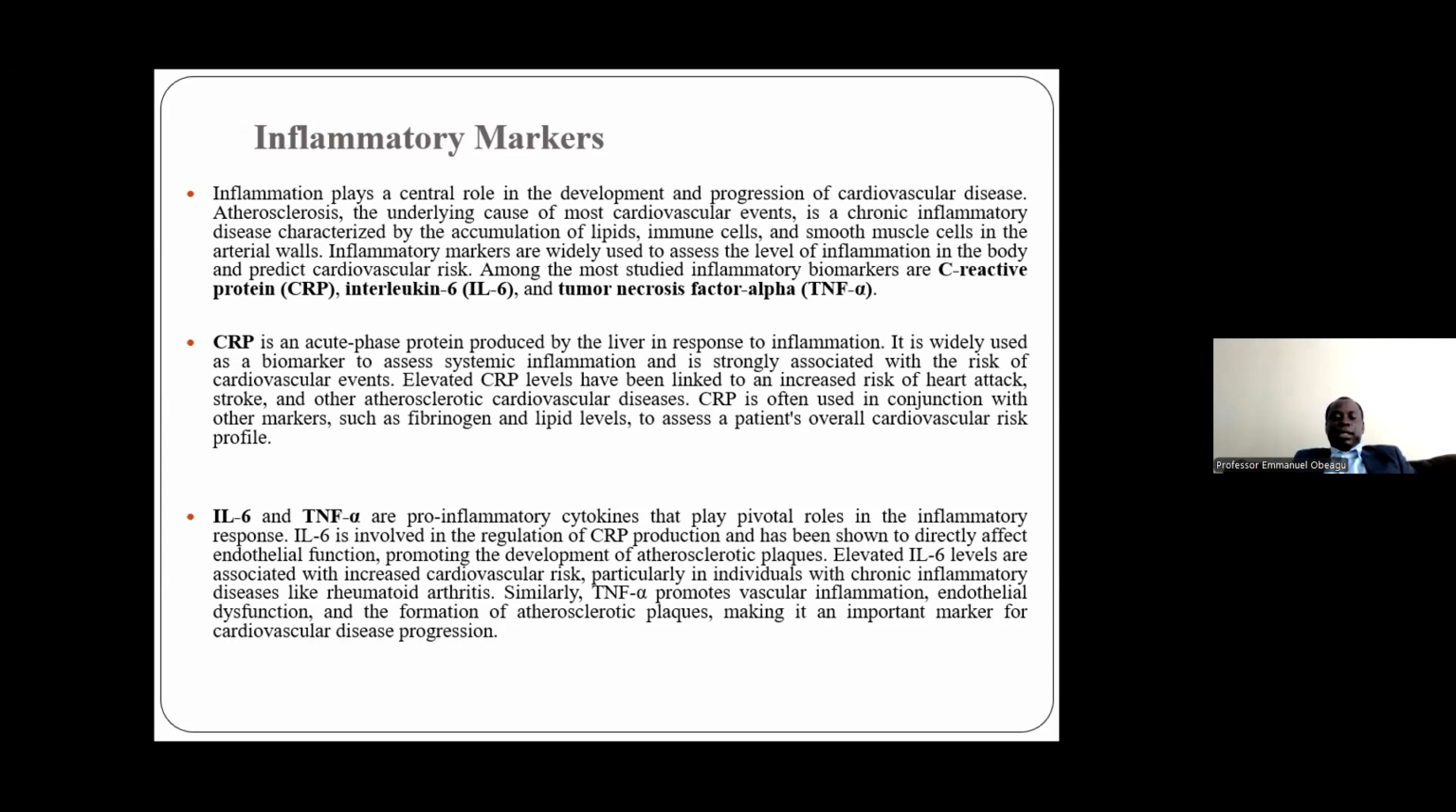And then even interleukin-6 is also involved in the regulation of C-reactive protein production, and has also been shown to directly affect endothelial function, promoting the development of atherosclerotic plaques. Elevated interleukin-6 levels are associated with increased cardiovascular risk, particularly in individuals with chronic inflammatory disease like rheumatoid arthritis. And then, of course, tumor necrosis factor alpha promotes vascular inflammation, endothelial dysfunction, and the formation of atherosclerotic plaques, making it an important marker for cardiovascular disease.